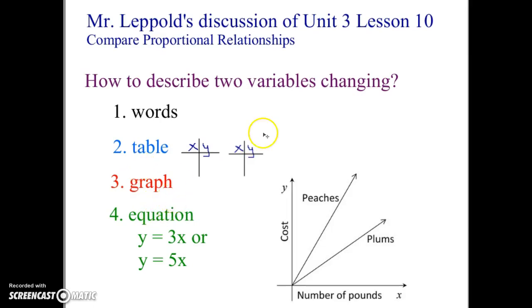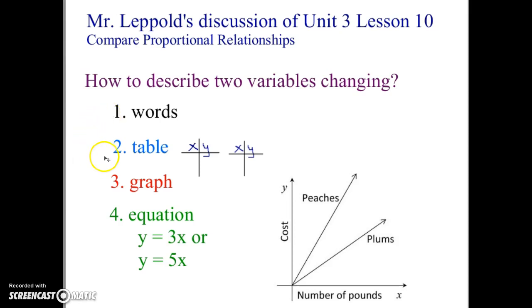Welcome to a short discussion of Unit 3, Lesson 10, Comparing Proportional Relationships. So first off, how do we describe two variables changing? We've been dealing with x and y and two things changing. They're related mathematically. How can we describe it? Well, we can use words. You can say one goes up by a certain amount when the other one goes up and so forth. You can describe it in words.